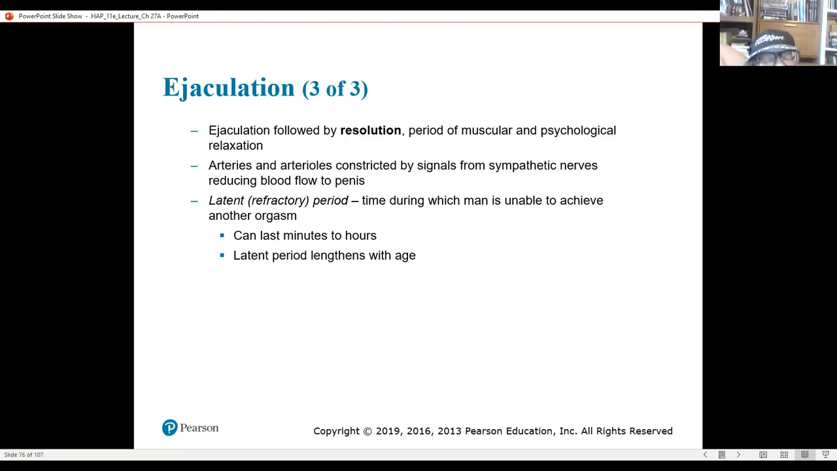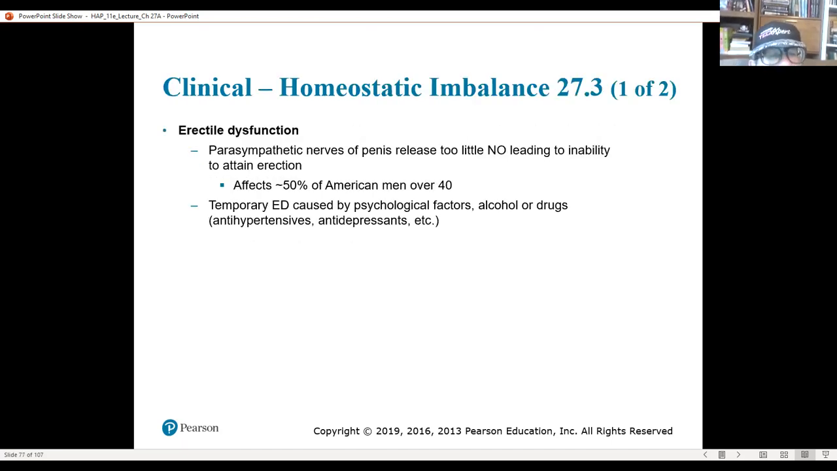Then you have a latent period or refractory period where you aren't able to have another orgasm. It could last a couple minutes. It could be several hours. The rule of thumb is it's shortest when you're youngest, and that period lasts the longest when you're older. Okay, so let's talk about ED, erectile dysfunction.